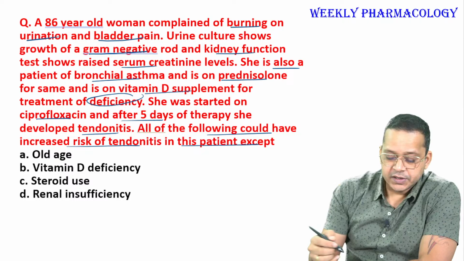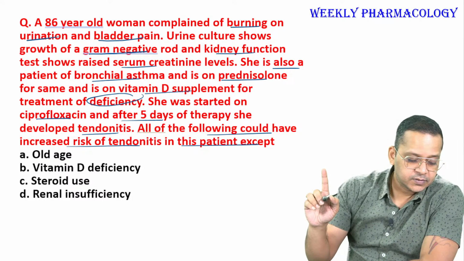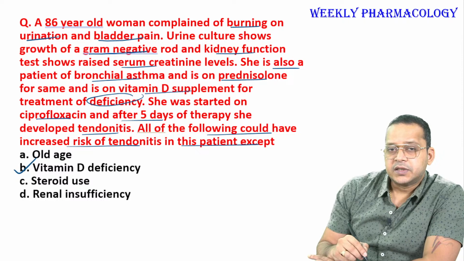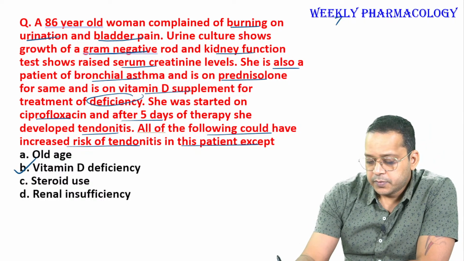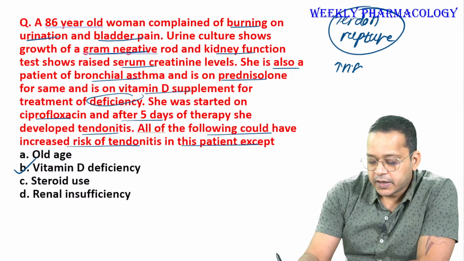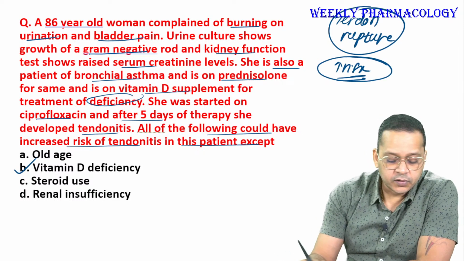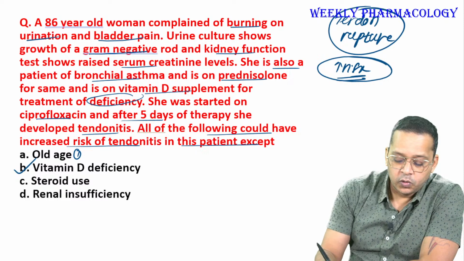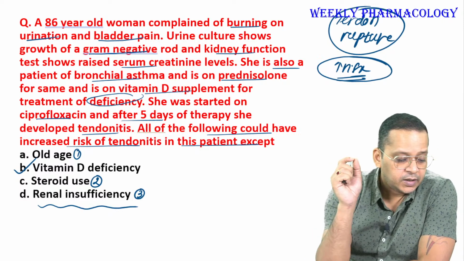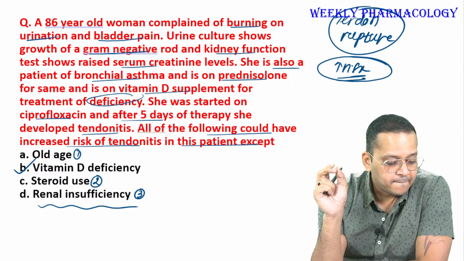All right, so the answer here is vitamin D deficiency, guys. Vitamin D deficiency has nothing to do with tendonitis. Remember, tendonitis or specifically tendon rupture, the risk is higher if it is an old age patient, there is steroid use, plus there is renal insufficiency. If these are there, then there is a risk of tendon rupture.